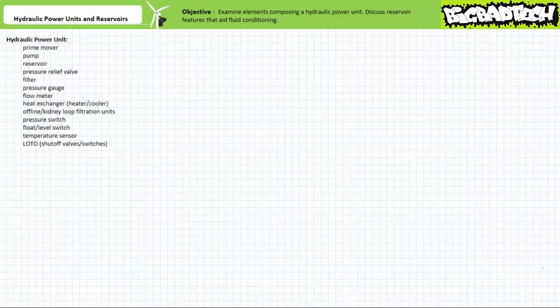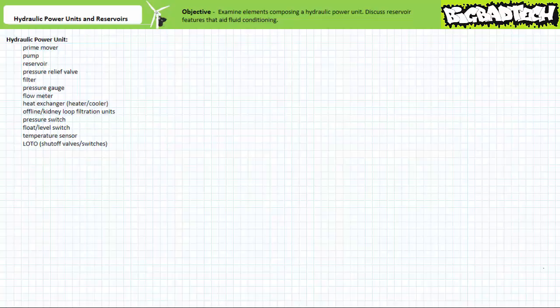At a basic level, a hydraulic power unit, sometimes called a hydraulic power pack, consists of a prime mover, a pump, and a reservoir. Additionally, most hydraulic power units include a pressure relief valve and a means of filtration, since these components are essential to the safe and efficient operation of the larger system.